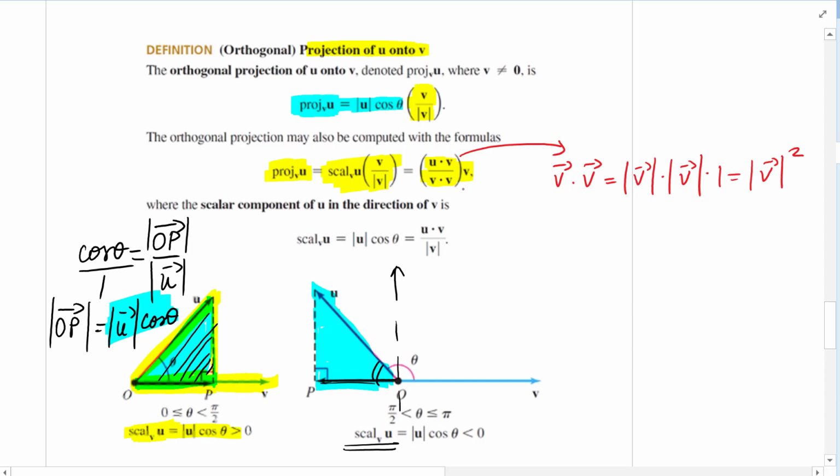So what happened here is the scalar of u onto v was the magnitude of u cosine theta, and then times v over the magnitude of v.